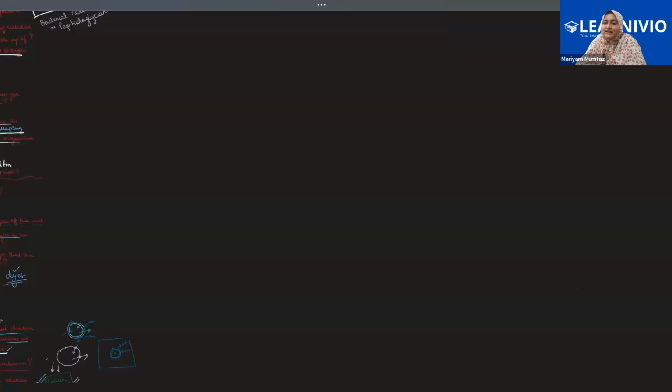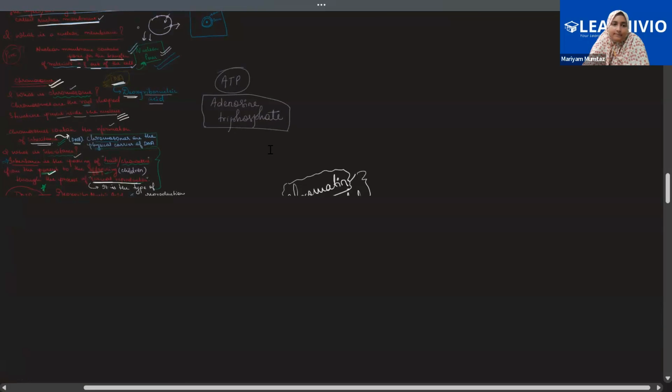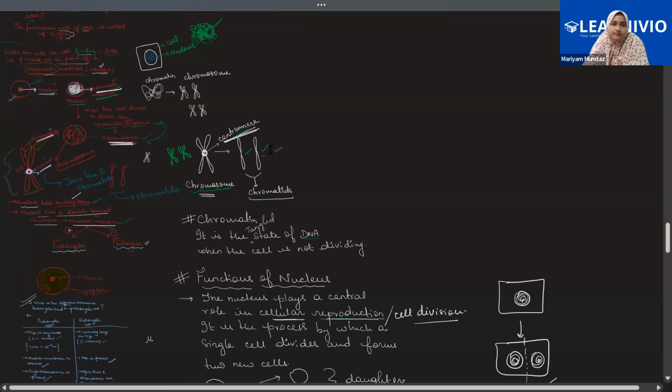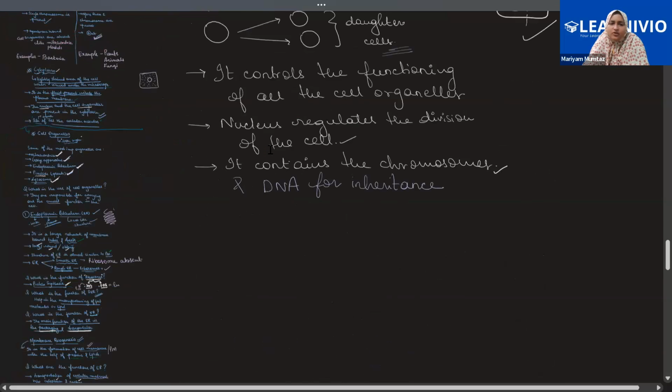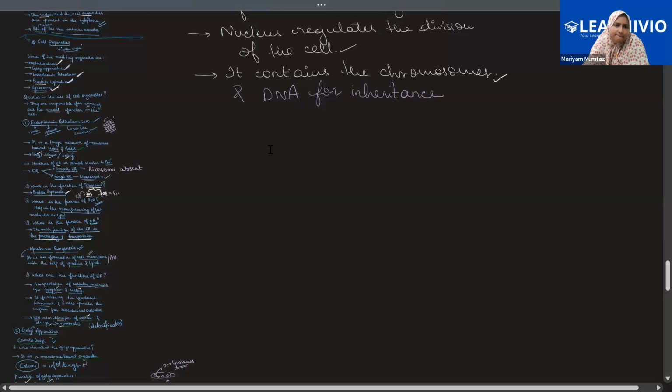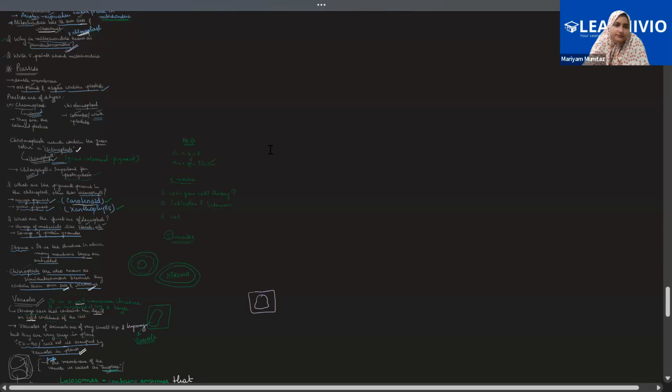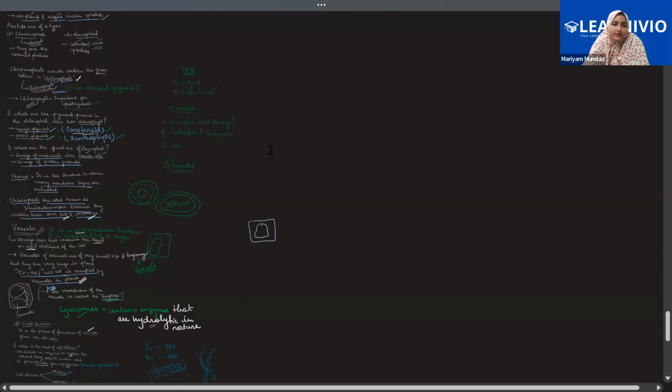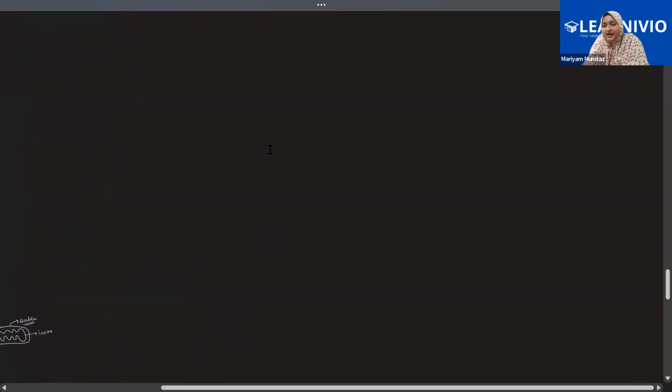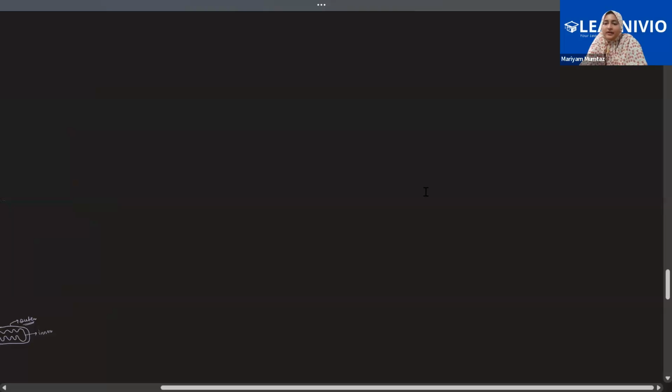Now tell me, how many layers are present in a vacuole? A vacuole is a dash layered organelle. How many layers surround a vacuole? Have I taught you vacuoles? Yes, I have taught. Tell me, Samia. Ma'am, it is a single membrane organelle. Yes, correct. It is a single membrane bound organelle.